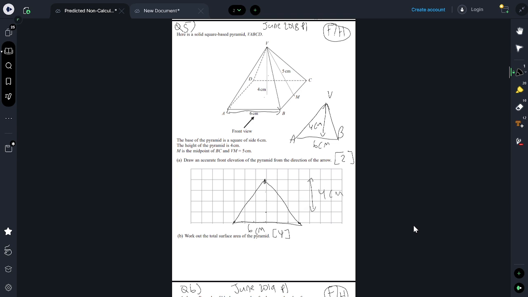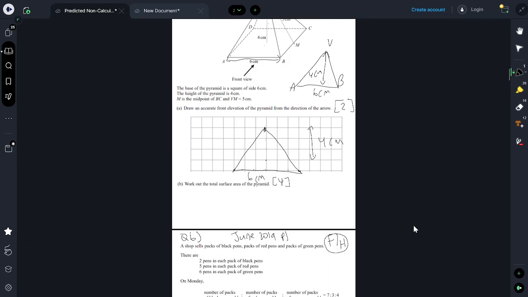Okay, so the height would be 4, and the base is 6. That's what we would see from the front. Hopefully that made sense. You just need to practice these sort of questions.